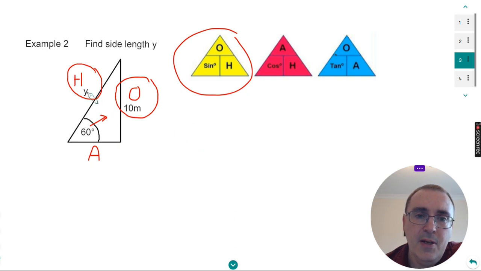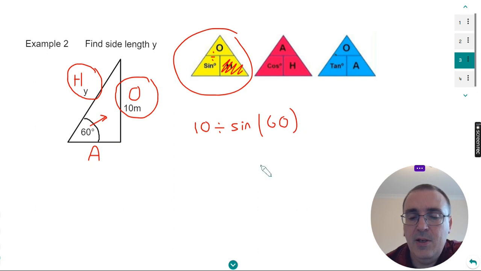This time we're after the hypotenuse, which is y. So we need to cover H up in our triangle. We do the opposite divided by sin the angle. Our opposite side is 10, and we've got to divide it by sin 60. Again, sin 60 is a value which you need to learn. Sin 60 is root 3 over 2. So let's put that in on the next line.